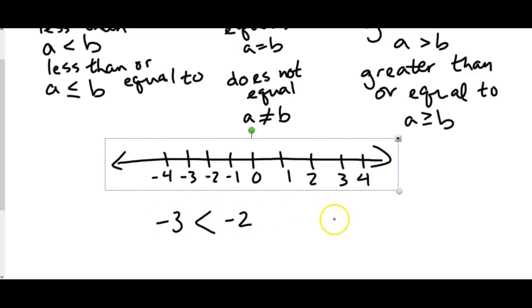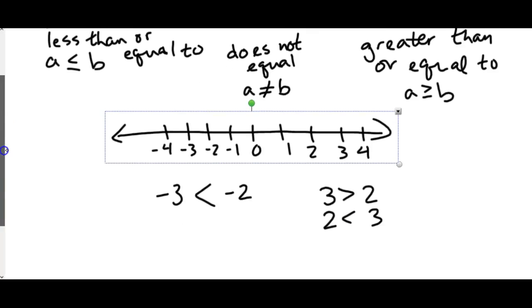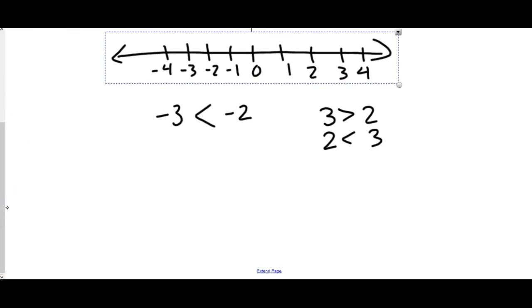So if we were to compare 3 to 2, 3 is bigger than 2 because 3 is to the right of 2 on the number line. And notice if I switch the order of the numbers, the symbol switches, less than. If we're going to compare some fractions, it usually helps to write our fractions as decimals.